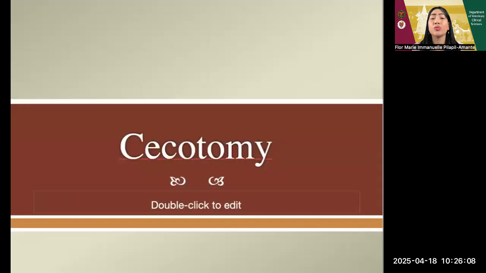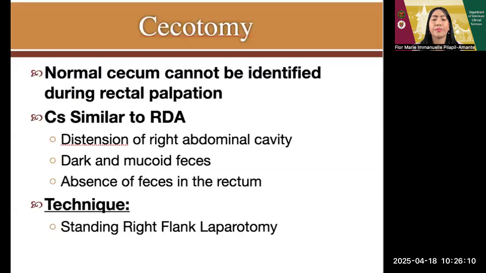Now we proceed to cecotomy. Clinical signs of cecal disorders or torsions are similar to RDA, which is also like volvulus, wherein pain and bruxism, tachycardia, and rumen stasis can be observed. We can see distension of the right abdominal cavity, the expulsion of dark and mucoid feces, and absence of feces in the rectum. The approach is through a right flank laparotomy while the animal is standing.